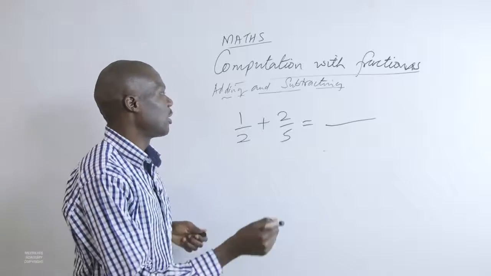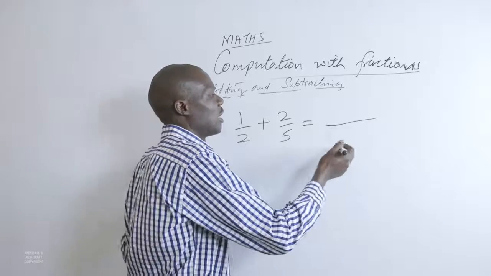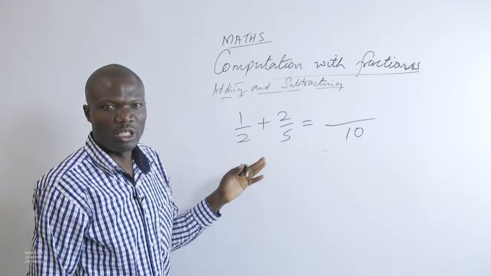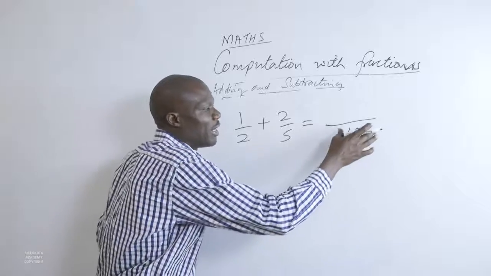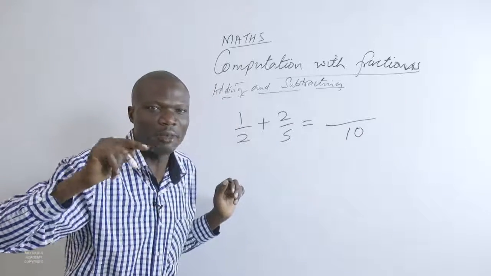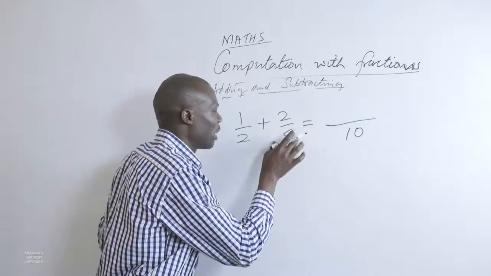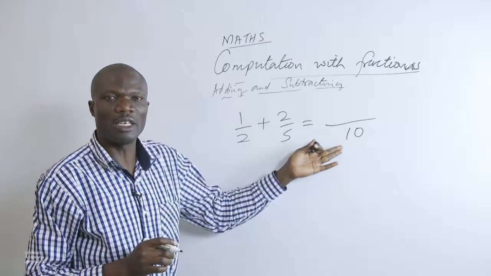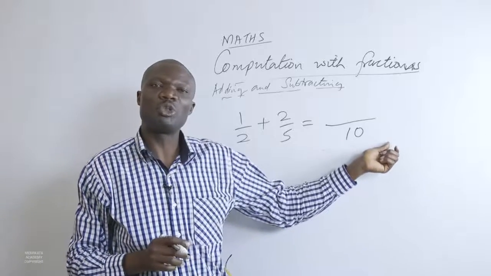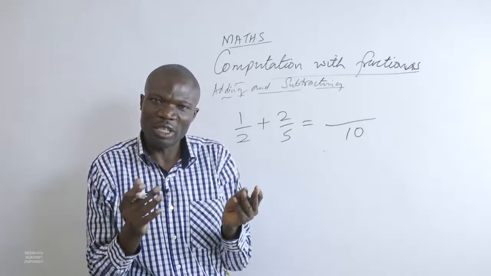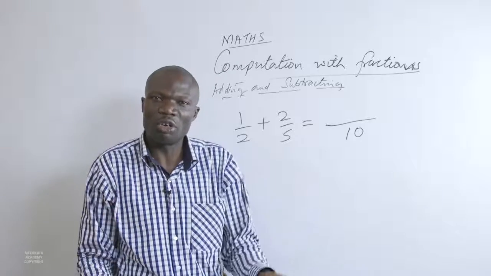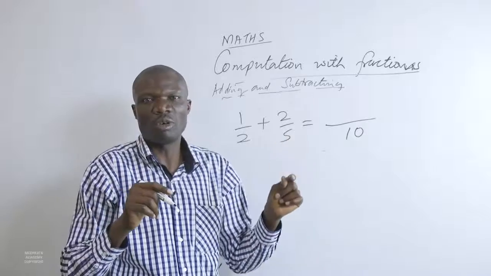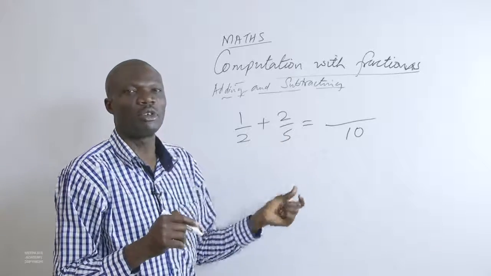For this case, it can be done offhand. The LCM of 5 and 2 is 10. We are looking for the least multiple that can divide both 5 and 2, and we find that the least is 10. We know that even 20 can divide. But is 20 the least? No. Is 40 the least? No. Is 100 the least? No. We look for the lowest common multiple.